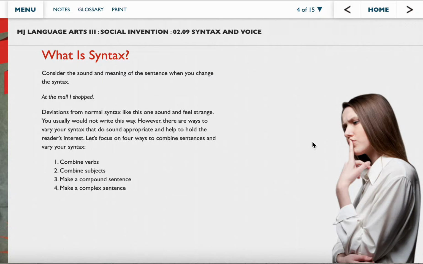Deviations from normal syntax like this one sound and feel strange. You usually would not write this way. However, there are ways to vary your syntax that do sound appropriate and help to hold the reader's interest. Let's focus on 4 ways to combine sentences and vary your syntax. Combine verbs, combine subjects, make a compound sentence, make a complex sentence.